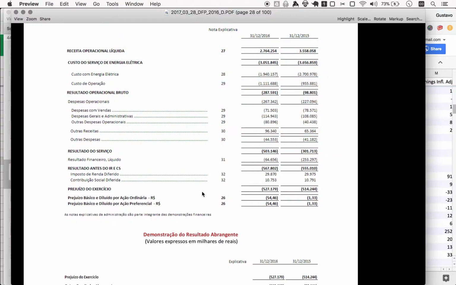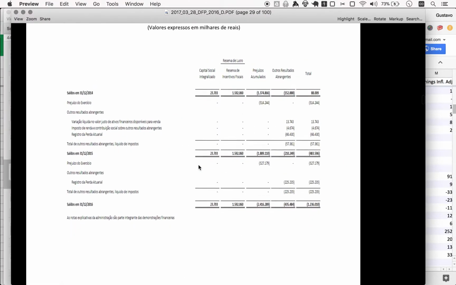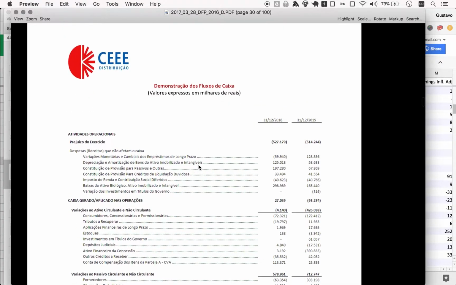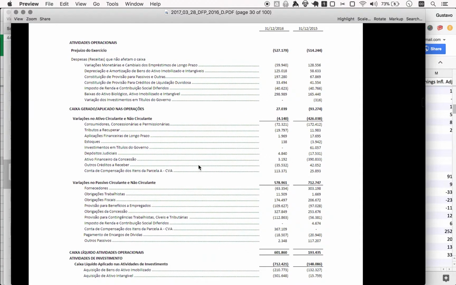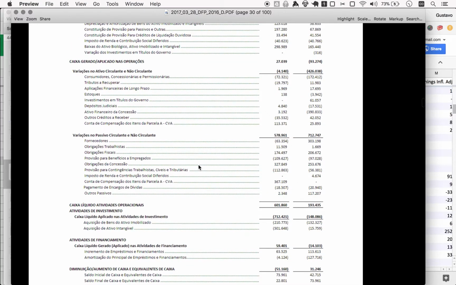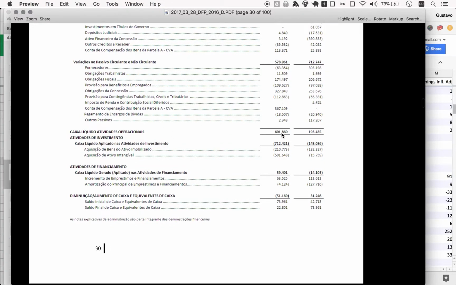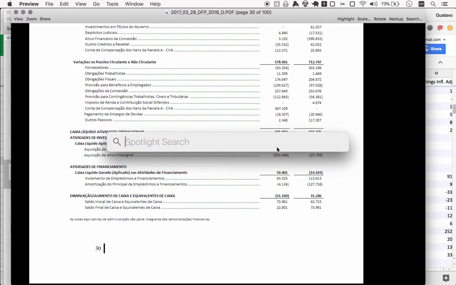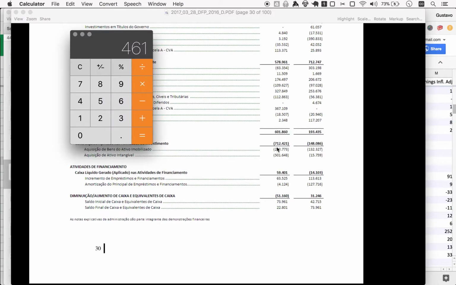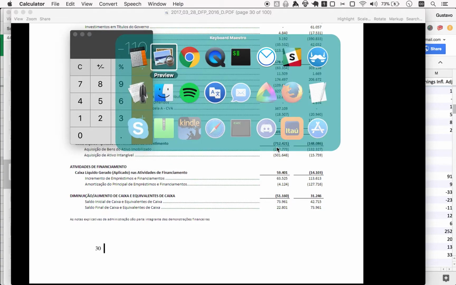And since we're here, cash flow. So their operating cash flow was 602, and their investment cash flow minus 712. So just an addition of these. 602 minus 712 is minus 110.